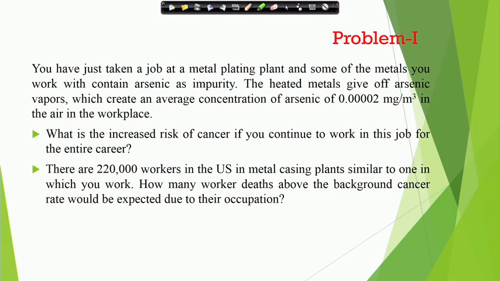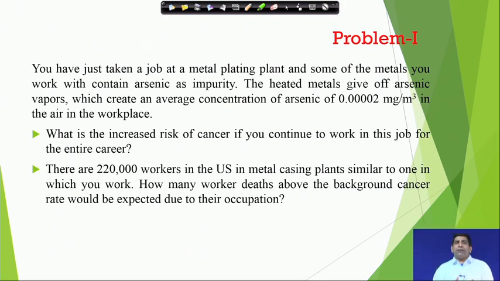So, you have just taken a job. This is problem number 1 which I want you to work on. You have taken a job at a metal plating plant, and some of the metals you work with contain arsenic as an impurity. Not directly arsenic, but some of the heavy metals you are working with have arsenic in them. When you heat those metals, they give off arsenic vapor, which creates an average concentration of arsenic of 0.00002 milligram per meter cube in the air in the workplace.